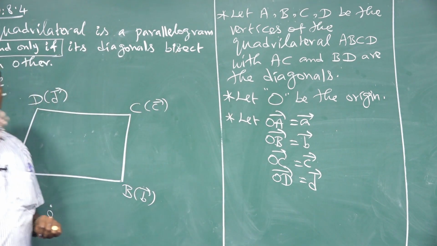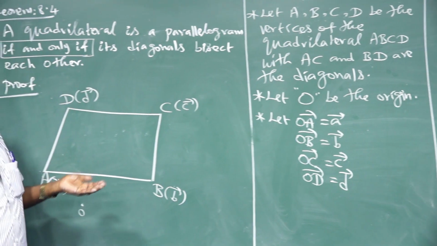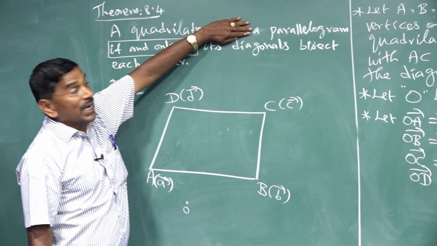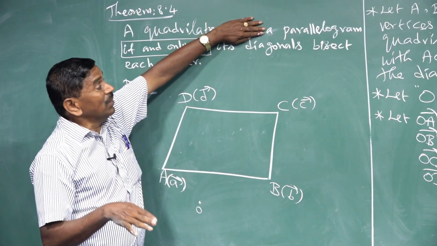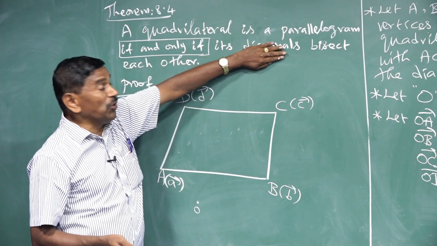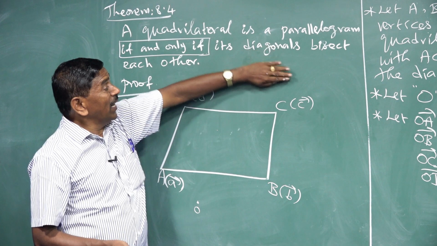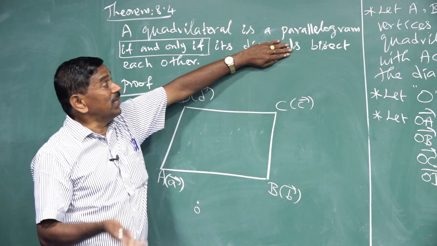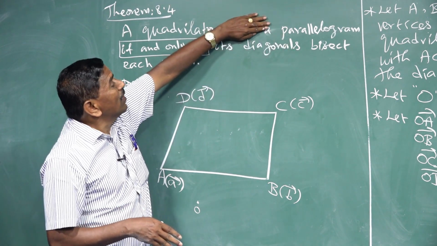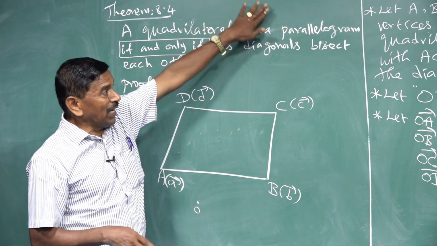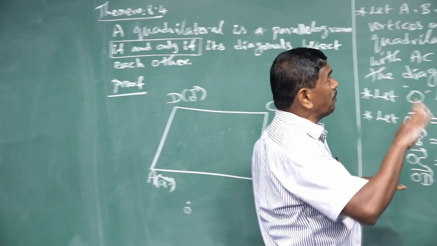Now there exist two parts. Let us assume that a quadrilateral ABCD is a parallelogram. Then we want to prove its diagonals bisect each other. Conversely, let the diagonals bisect each other. Then we want to prove quadrilateral ABCD is a parallelogram. So that is our aim. Now let us consider part 1, part 2.